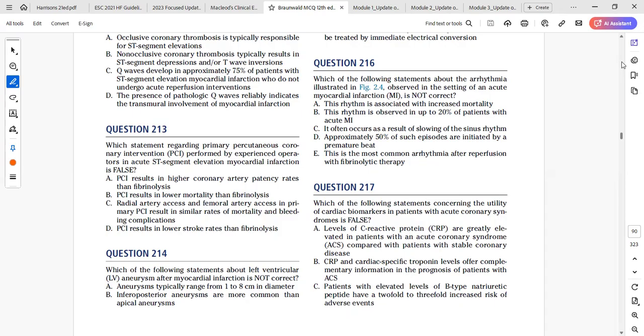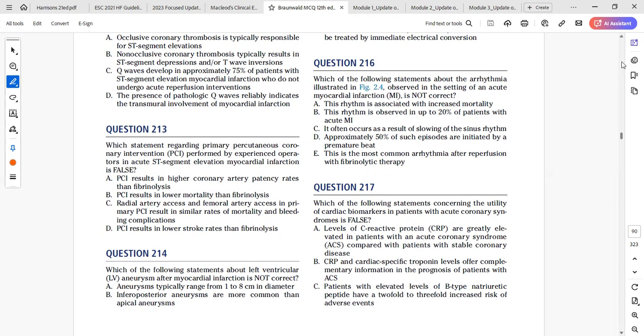Option D, approximately 50% of such episodes are initiated by a premature beat. This is true. It's a true statement. So for this option, it makes it false.